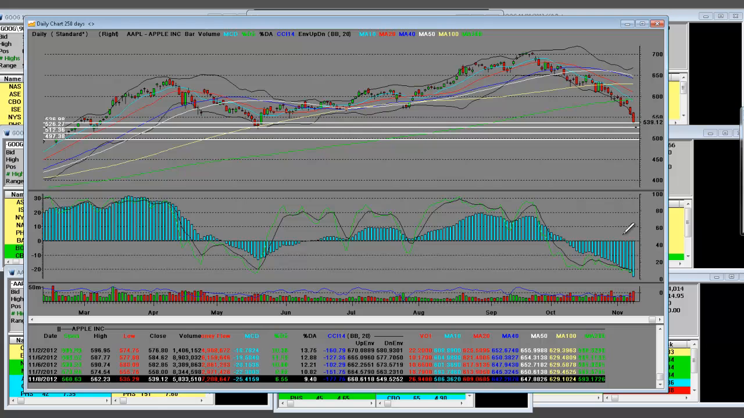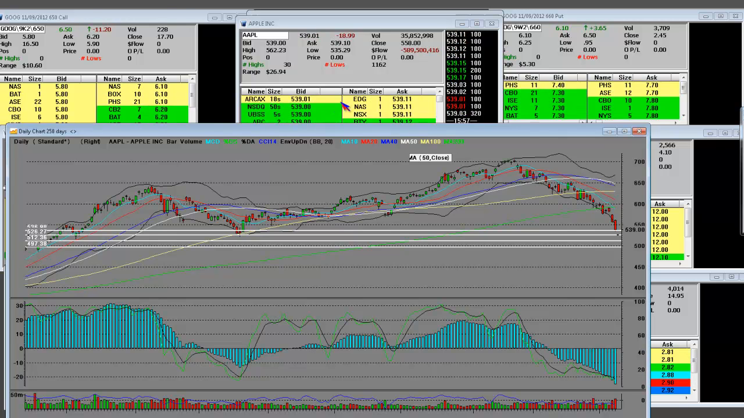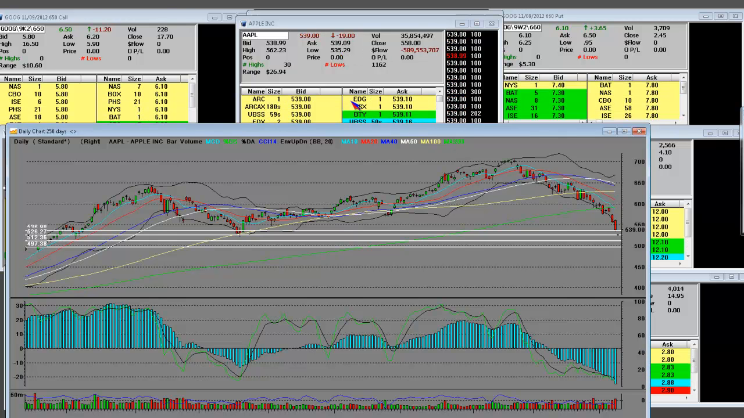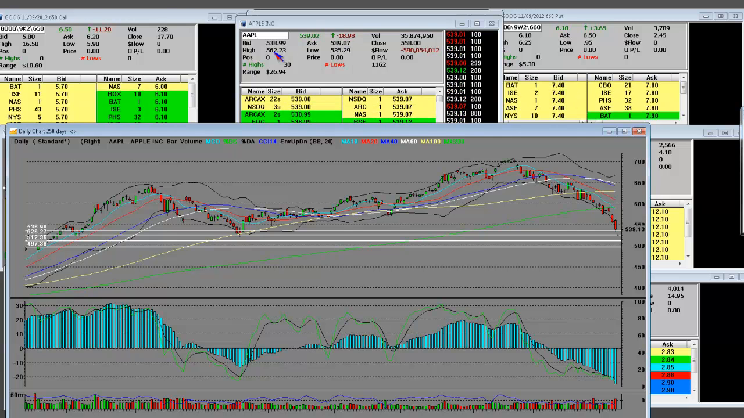And this name has just been in a free-for-all since the election. They did not like what Obama, and we did sell down. We bounced $4 here, but we've made the series of 1,162 lows. The high of the day was 562, and the low is 535.